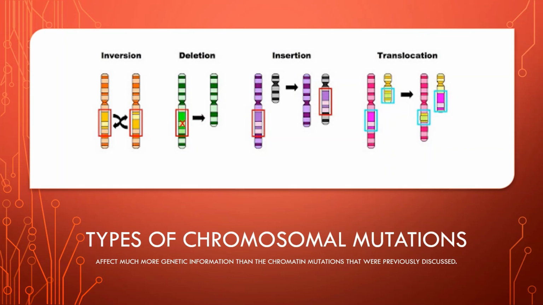And then translocation, you have the same problem, except it's basically two parts of two different chromosomes switching places with one another. As you can see, that pink chromosome ends up on the yellow chromosome and vice versa. And that causes a lot of protein changes there as well.